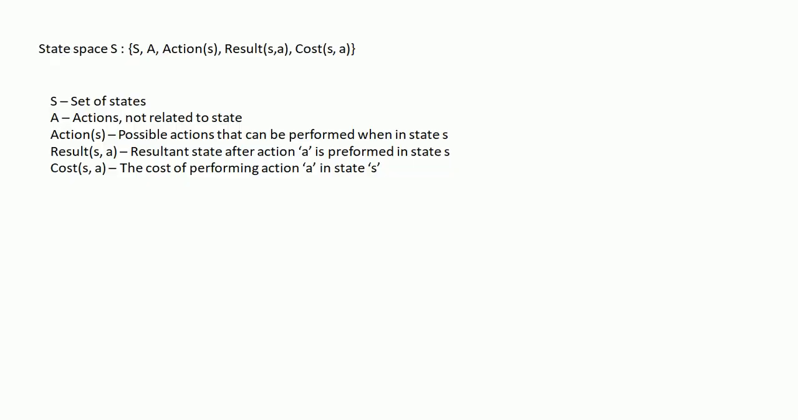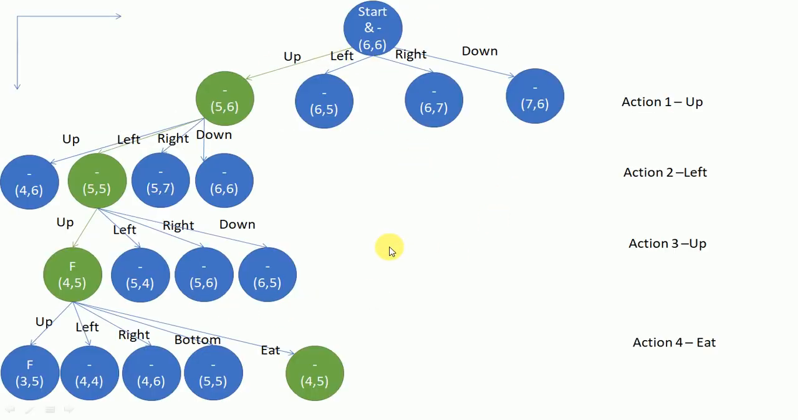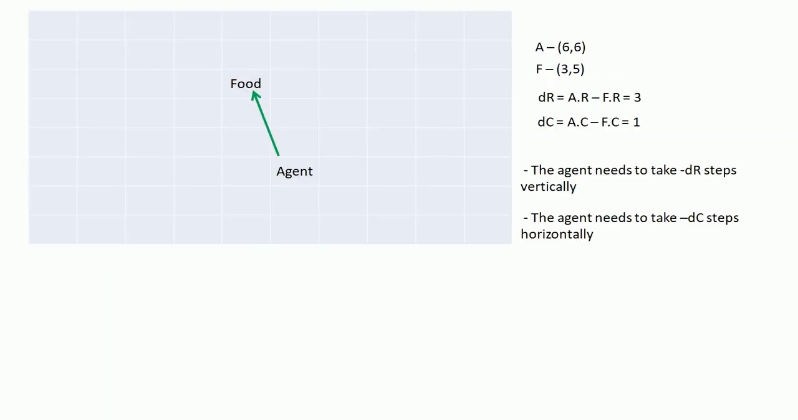But you must be wondering why go over this entire state space and scan this graph. You can say that, okay, we can come up with a simple algorithm: this is the agent's location, this is the food's location, and this is 6,6, this is 3,5. I can just subtract the row of the agent from the row of the food. I can get 3. I can subtract the columns and come up with an algorithm that says that, okay, if I have to take minus dr steps vertically, right?